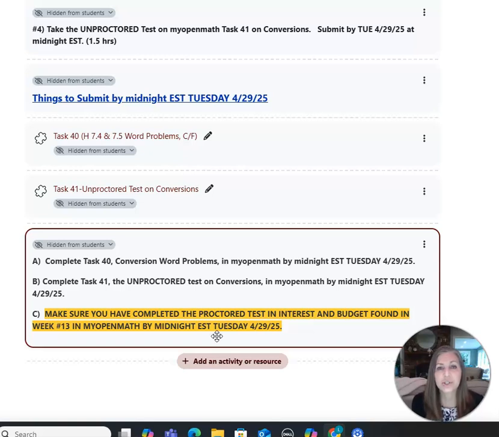I'm concerned about the interest and budget test just because when you extend things out, people tend, well, we've moved on to conversion, so a lot of times people forget what we were even talking about. Please, please, please go back to weeks, I believe it's 11 and 12, study up on interest and budget before you take the test and make yourself a note sheet. You can use one sheet of handwritten notes. Make sure you have the formulas for interest, and make sure you know what P and R and T and N mean. It's very important.